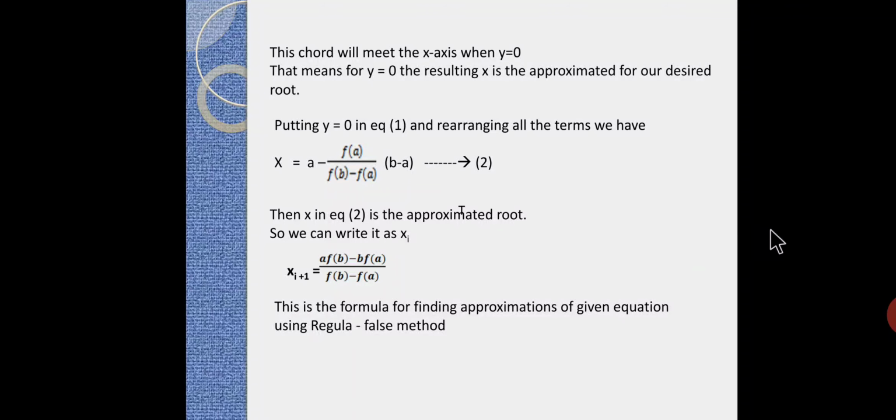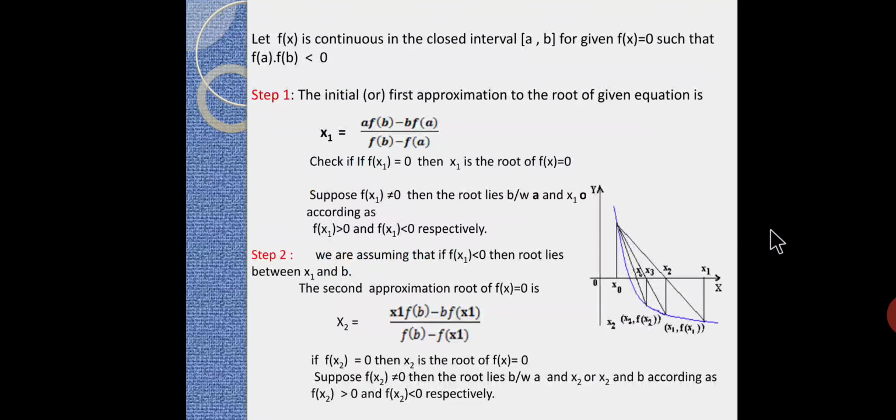Steps to find the solution. Let f(x) be continuous in the closed interval [a, b] for the given f(x) = 0, such that f(a) into f(b) is less than 0. For the initial roots x0 and x1, we find the initial approximation x1 using the formula [a f(b) minus b f(a)] by [f(b) minus f(a)]. So we get some value for x1. We substitute this x1 value in the given function.